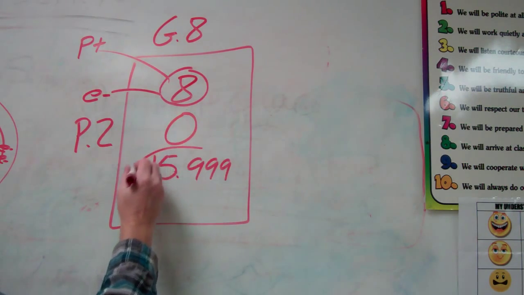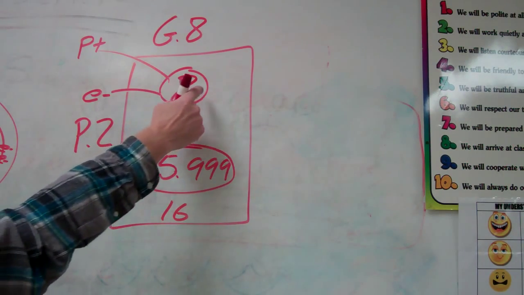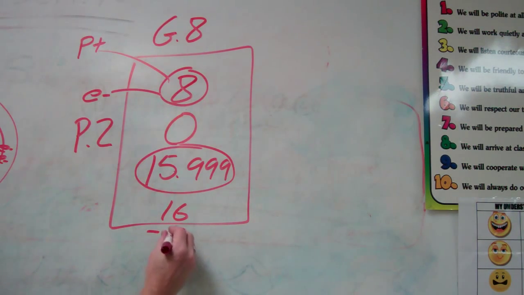Okay, what will I do with this number right here? Round it. Okay, what's 15.999 round to? 16. Good. And what will I do with that number? Subtract the atomic number 8. So 16 minus 8 equals 8 neutrons.